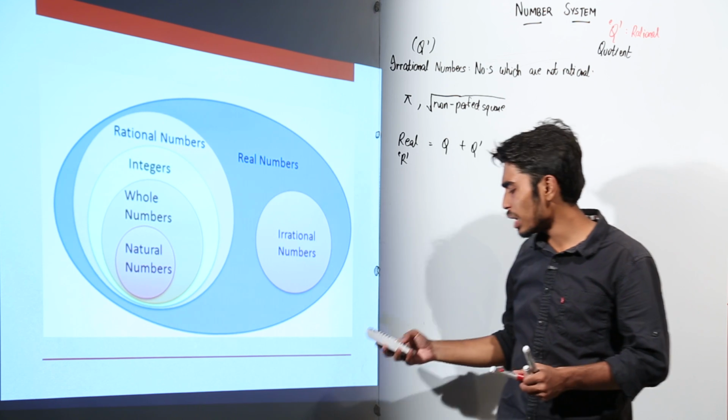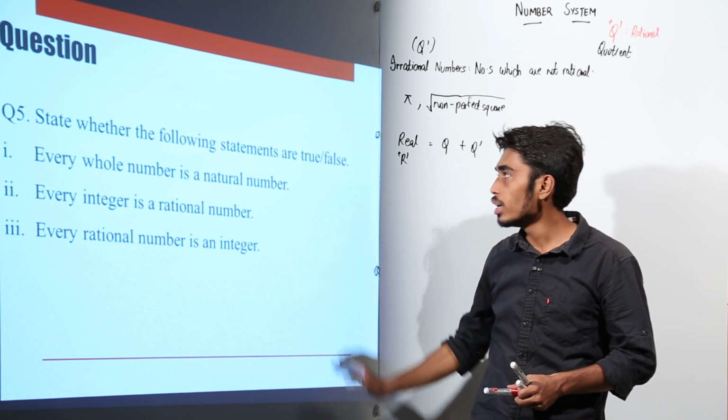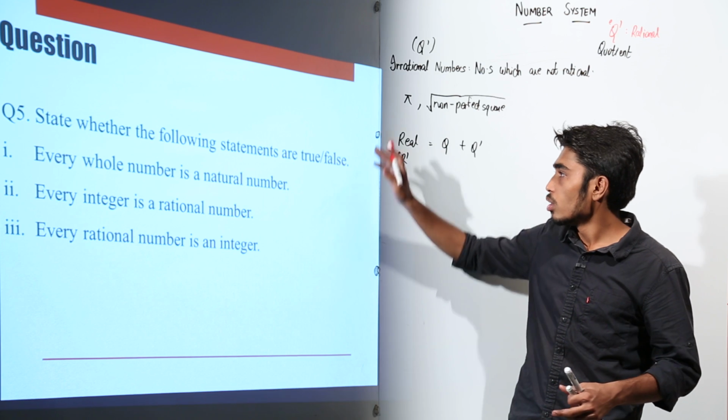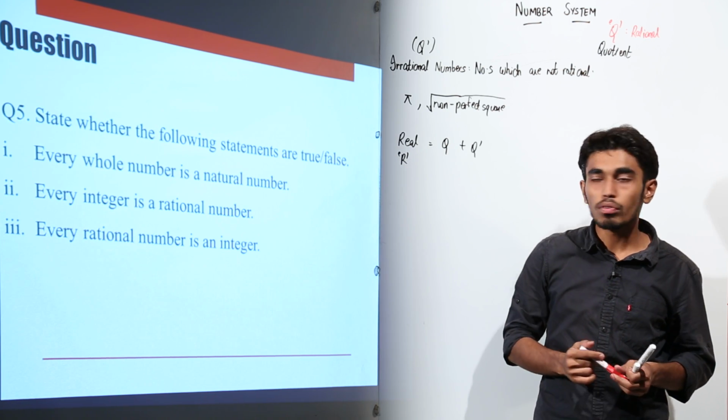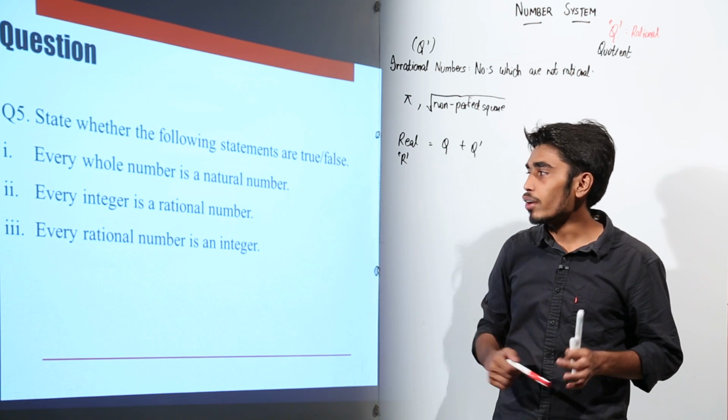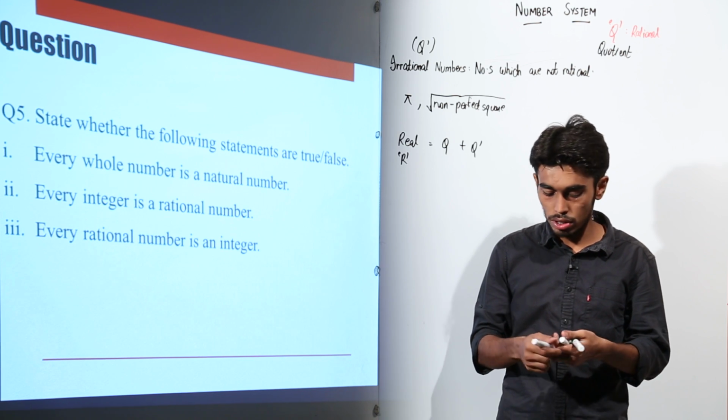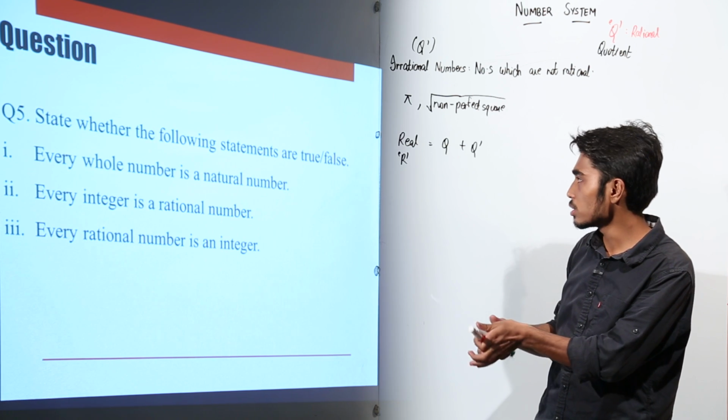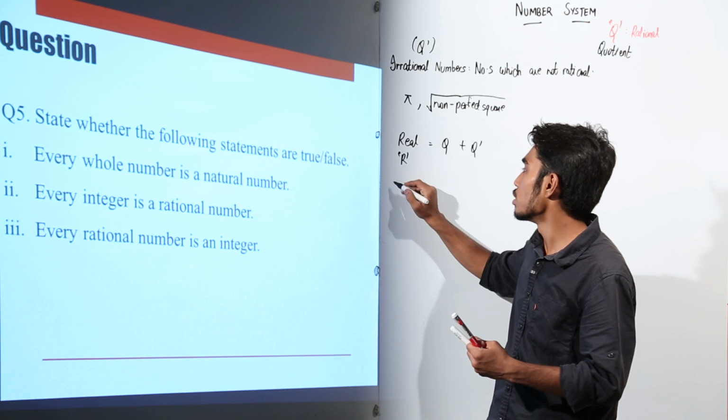Now let us do a simple and basic question on this concept, right? We just need to say whether the following statements are true or false. The first statement says every whole number is a natural number.